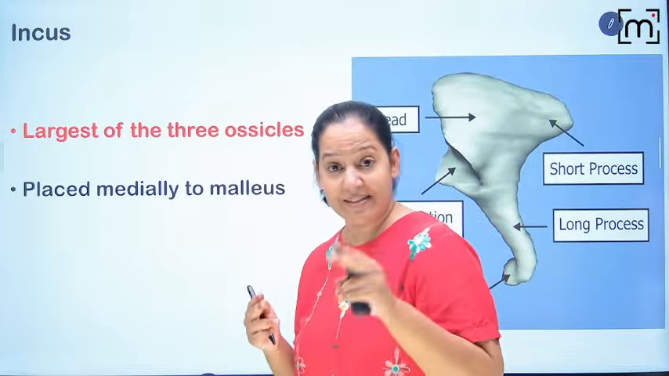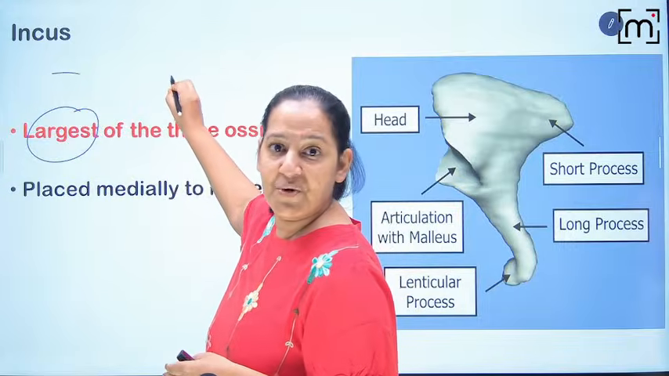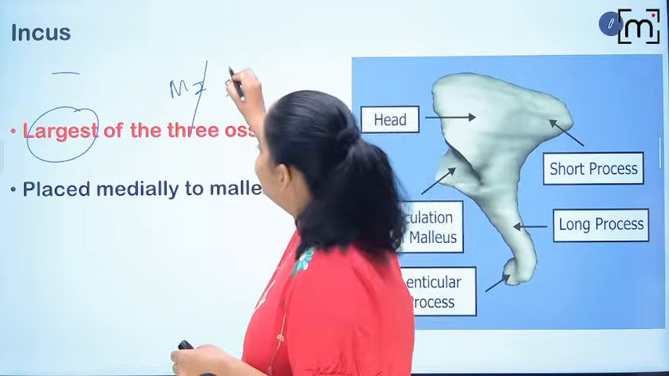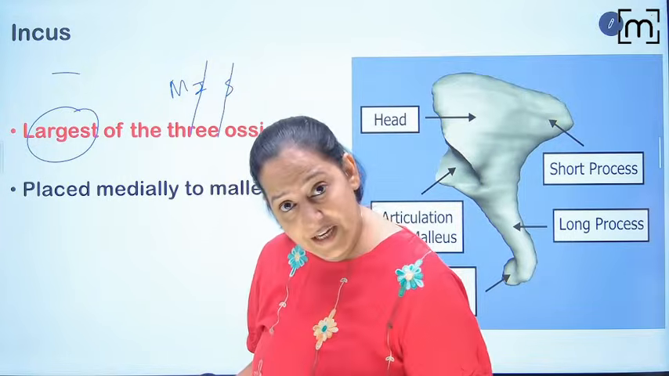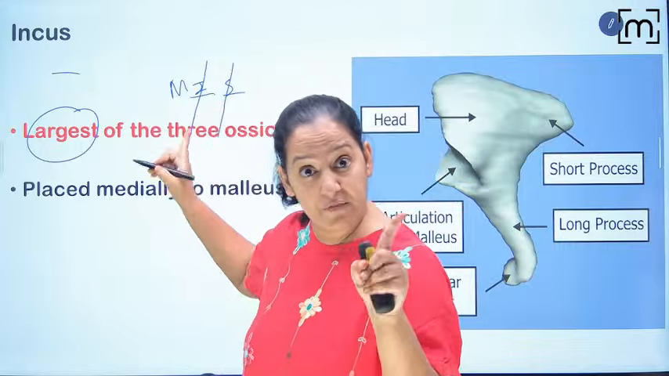This is the Malleus. Coming to the second bone, the Incus. Incus is the largest among these three. Who is the largest among MIS? Incus is the largest, and Stapes is the smallest. S for Stapes, S for smallest. Both of them are MCQs.